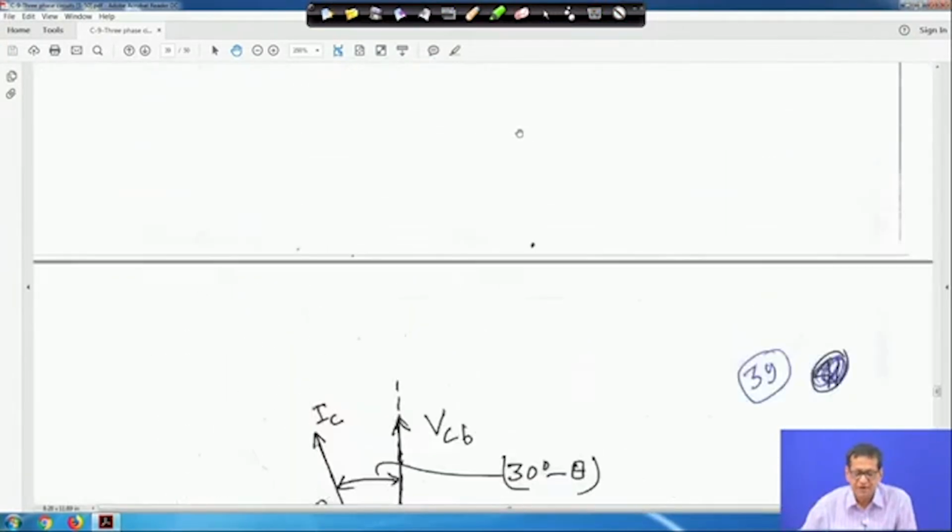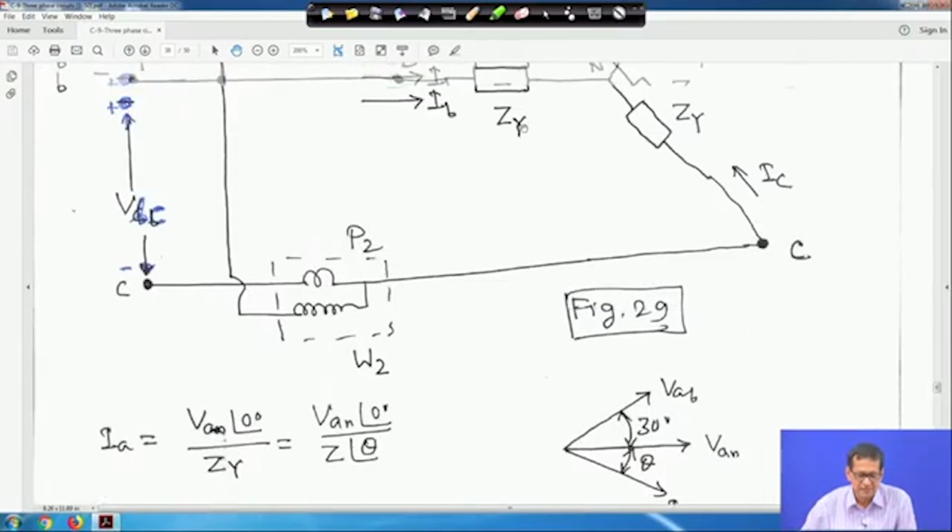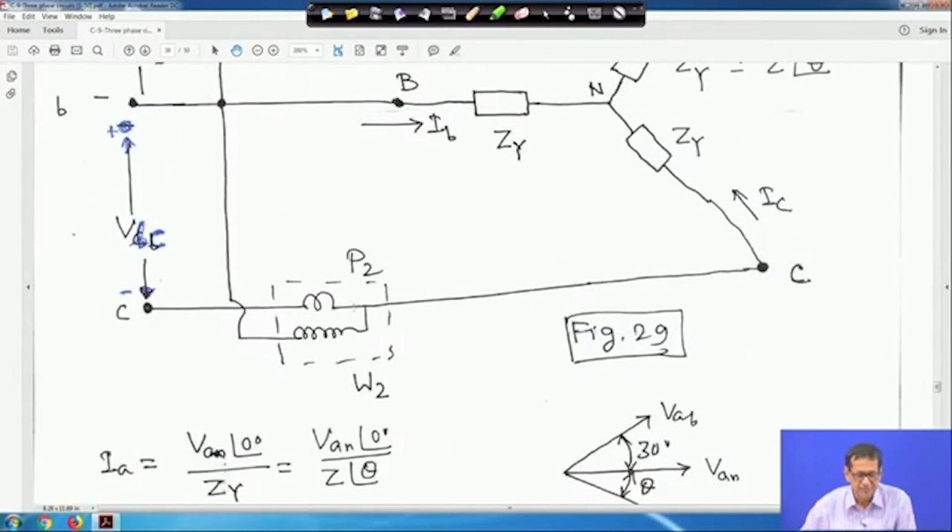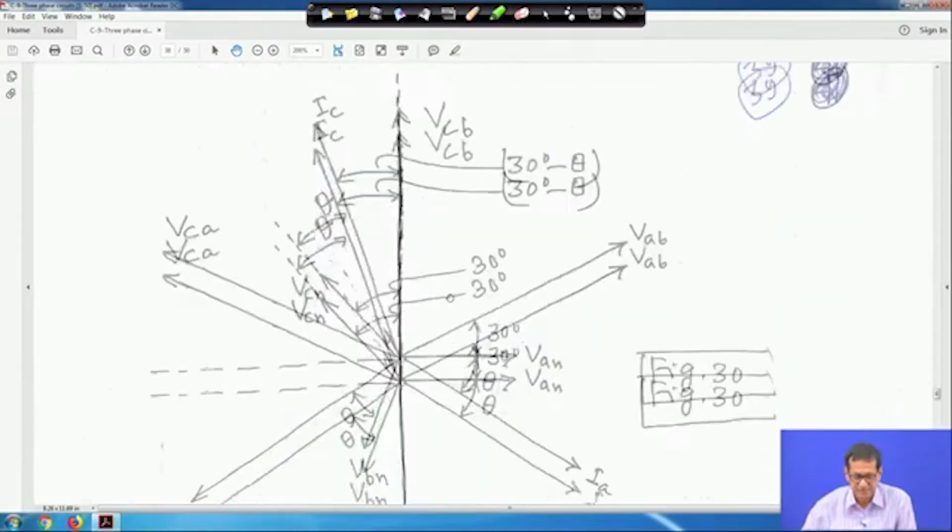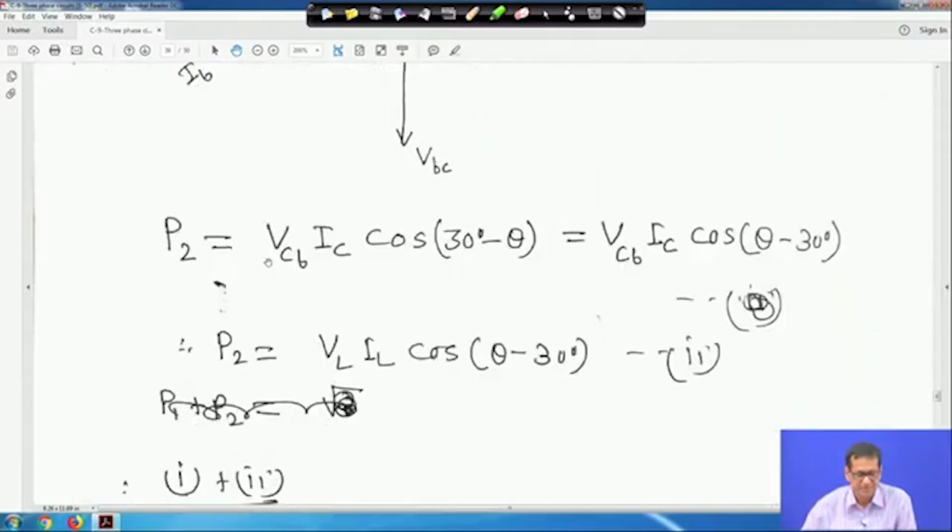So, this is your reading of the second wattmeter. It should be VCB into IC into cos(30 degree minus theta), right. So, that is what has been made here. P2 is equal to VCB IC into cos(minus theta), which is equal to cos theta. So, it is written cos(30 degree minus theta) is equal to cos(theta minus 30 degree), right.